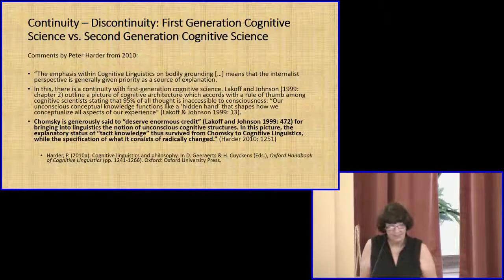Peter Harder, writing in 2010, wrote the following: the emphasis within cognitive linguistics on bodily grounding means that the internalist perspective is generally given priority as a source of explanation. In this, there's a continuity with first-generation cognitive science. Again, we're back. Lakoff and Johnson outline a picture of cognitive architecture which accords with the rule of thumb among cognitive scientists stating that 95% of all thought is inaccessible to consciousness. Our unconscious conceptual knowledge functions like a hidden hand that shapes how we conceptualize all aspects of our experience.